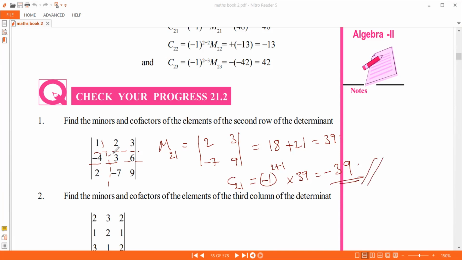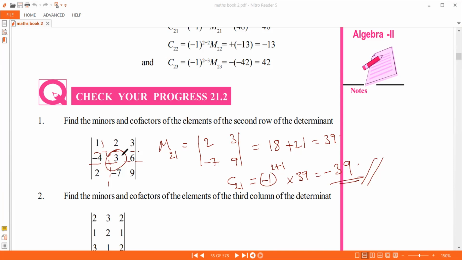Can you try the next one? Yeah, the third one. Give a try. Row, column. 3 is this one. So you have this 1, 1 and 3, 2. 3 is in the second row.